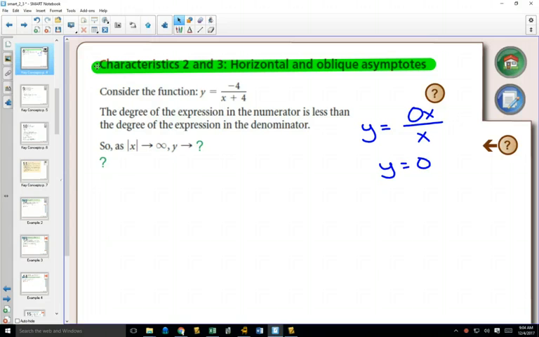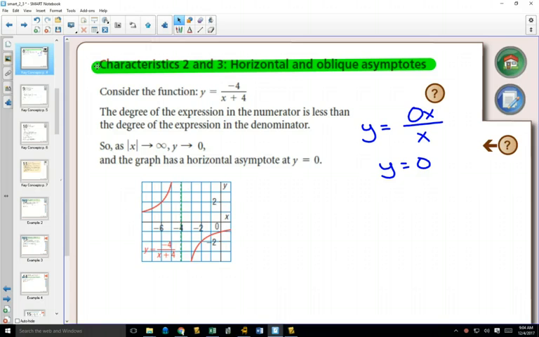Again, the idea is if x gets really, really big, and that's what they have in the notation here, as the absolute value of x goes to infinity, meaning that x could be very big positive numbers or very big negative numbers, y gets closer to 0. Because as you divide negative 4 by a very huge number, you're going to get closer to 0. And so this graph has a horizontal asymptote at y equals 0.